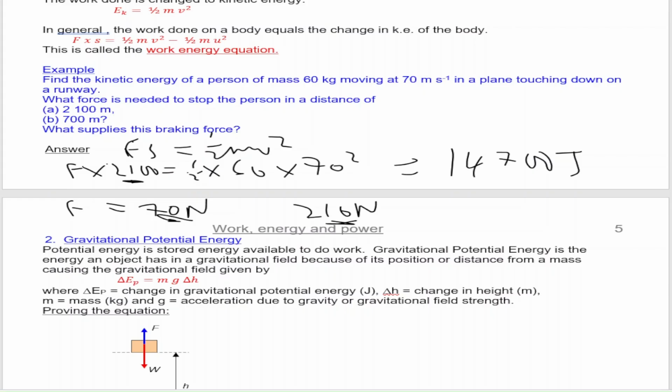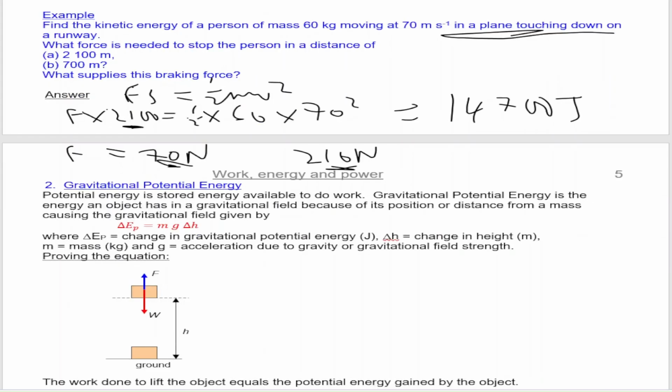It says, what supplies this braking force? So the question is talking about the plane which is touching down. So this is the force that is acting on the person to stop him. This force is going to come from the seat belt that this person is putting on. The seat belt is designed to stretch a little and allows a greater distance and time over which the braking force acts, thus reducing the force on the passengers.